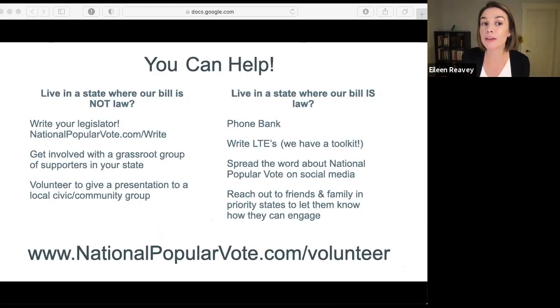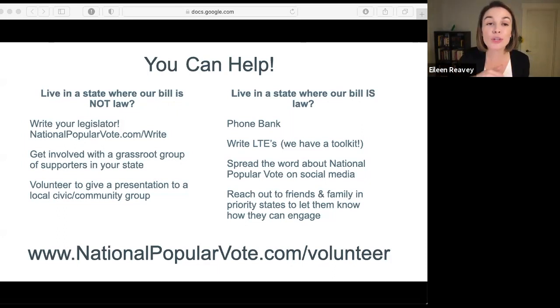So I hope that you will consider getting involved. If you live in a state where our bill is not yet law, please take a moment to write your legislator. Just go to nationalpopularvote.com and you can put in your zip code and it will take you to a letter that you can draft. Once you put in your address, it'll automatically send it to your state legislator, your state senator, and your governor, letting them know that this is an issue that you care about. If you want to get more involved, please sign up at nationalpopularvote.com/volunteer. We'll get you plugged in with efforts in your state.